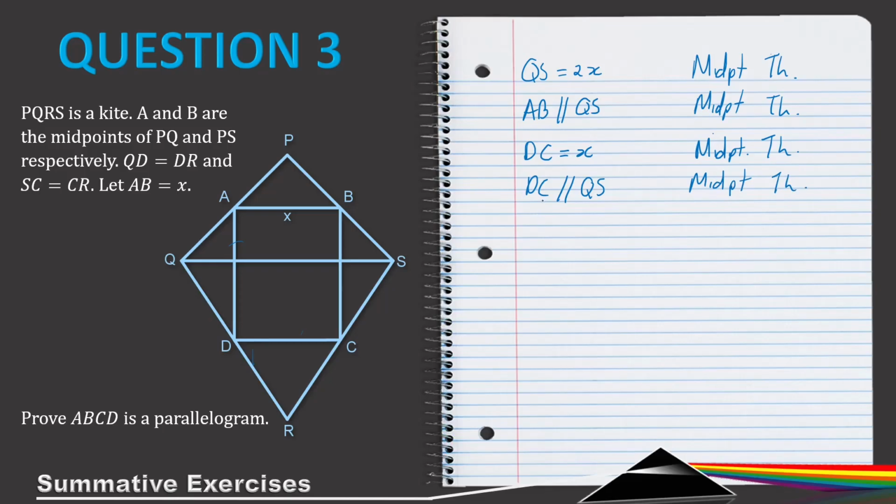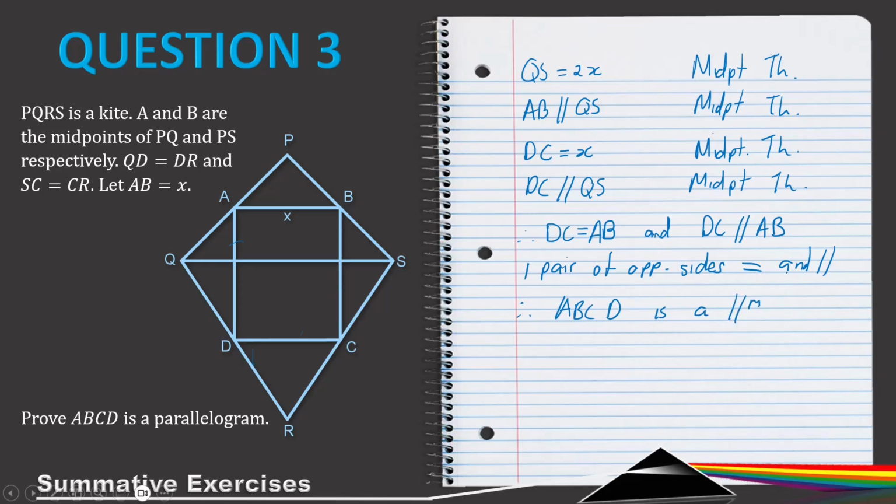All right. Now that we've put that down, we can go further and say, therefore, if DC is x, then it means that DC is equal to AB. And also if AB is parallel to QS and DC is parallel to QS, it means they're both parallel to each other as well. So we can say DC is parallel to AB. Okay, so now we've basically stated that one pair of opposite sides are equal and parallel. So therefore, ABCD is a parallelogram, and then we've proven it.